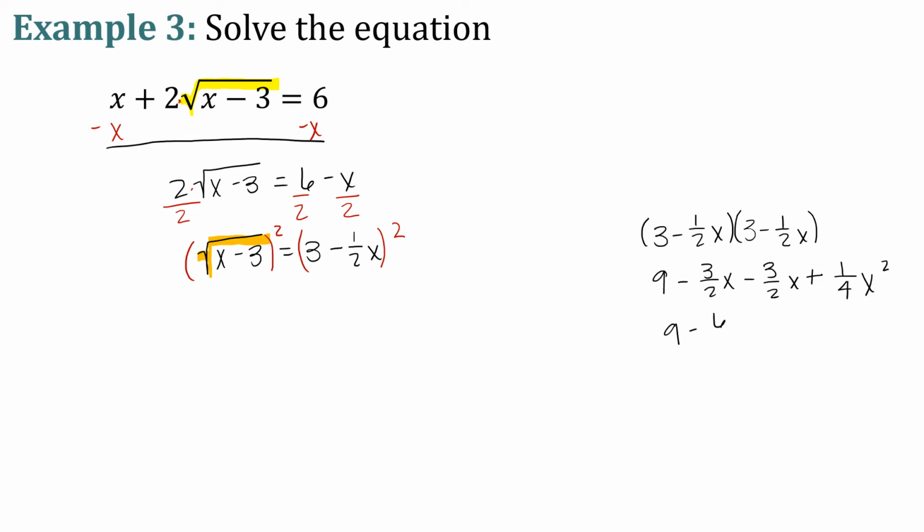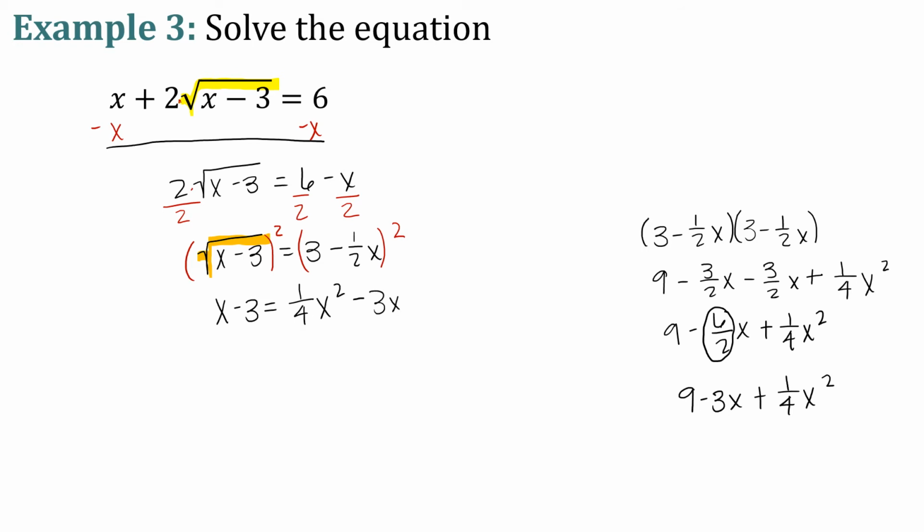9 minus negative 3 minus 3 is negative 6 over 2x plus 1/4 x squared. And we know 6 over 2 to be the same thing as 3. So 9 minus 3x plus 1/4 x squared. So we have x minus 3 equals 1/4 x squared minus 3x plus 9.